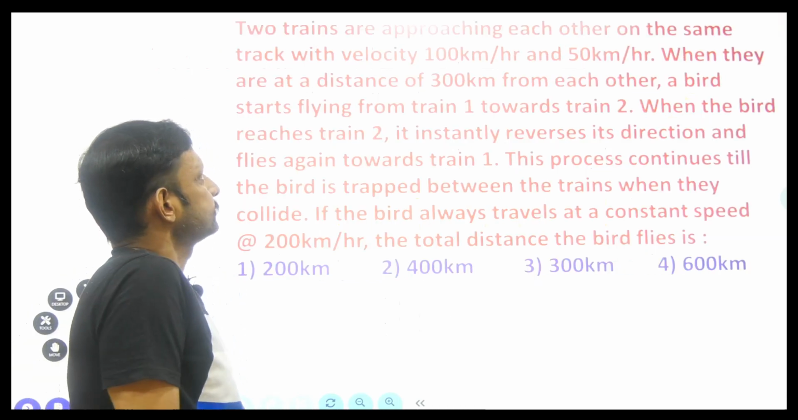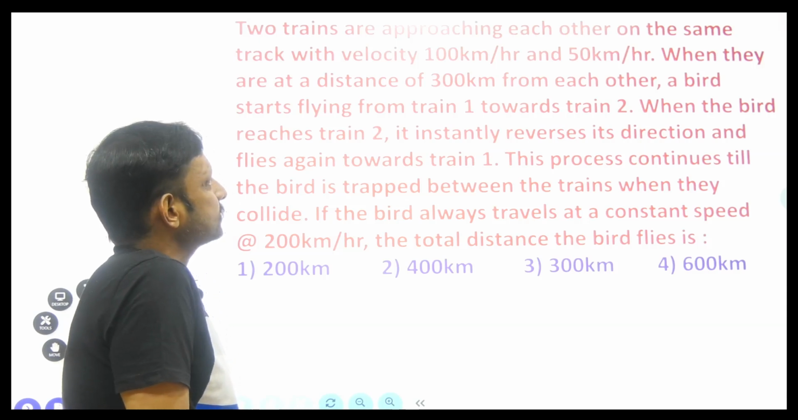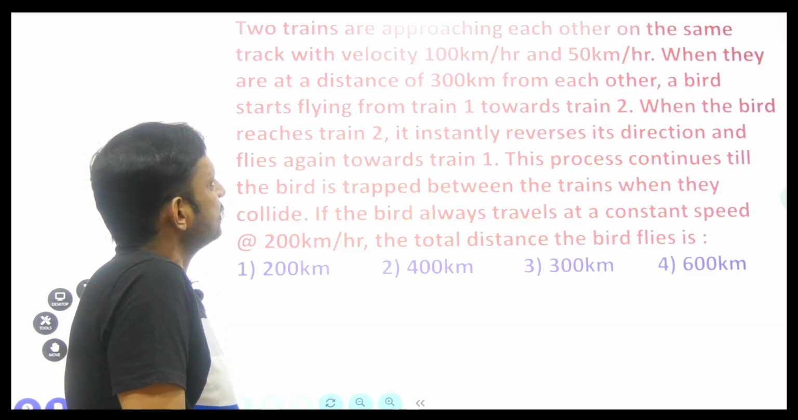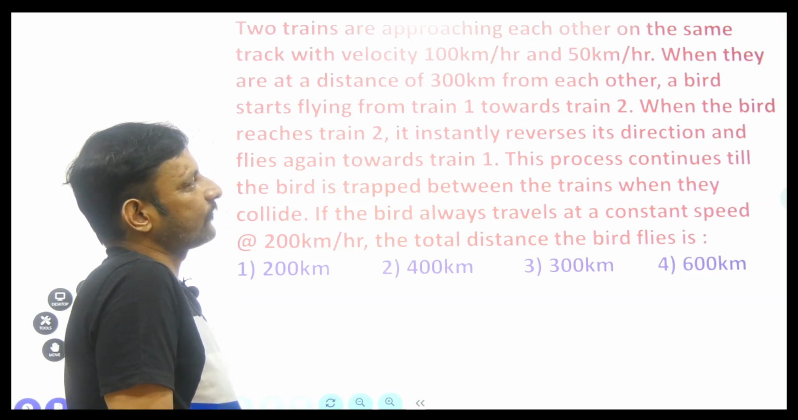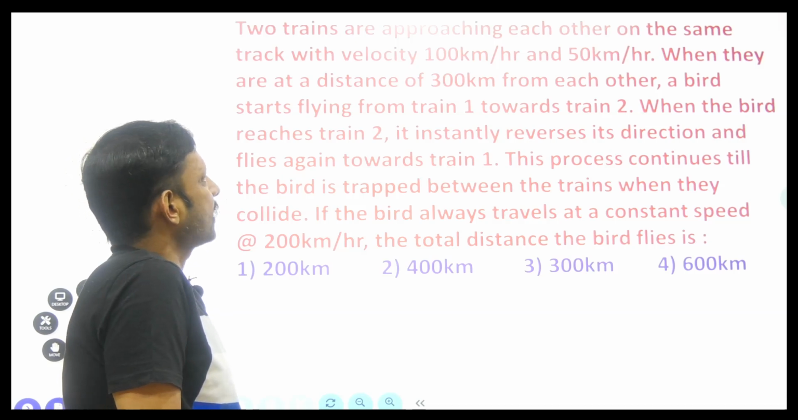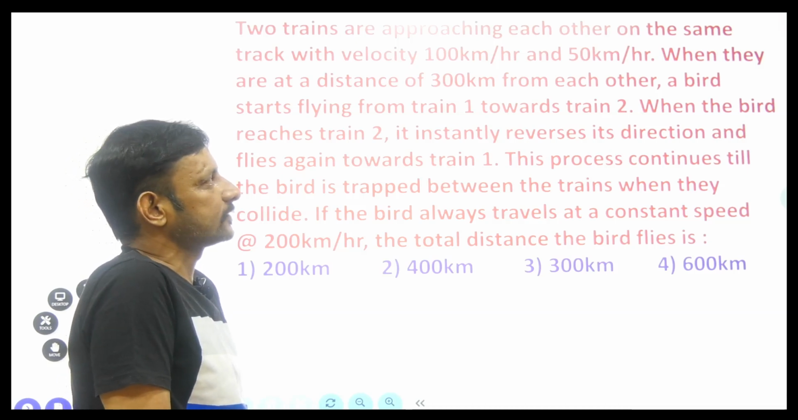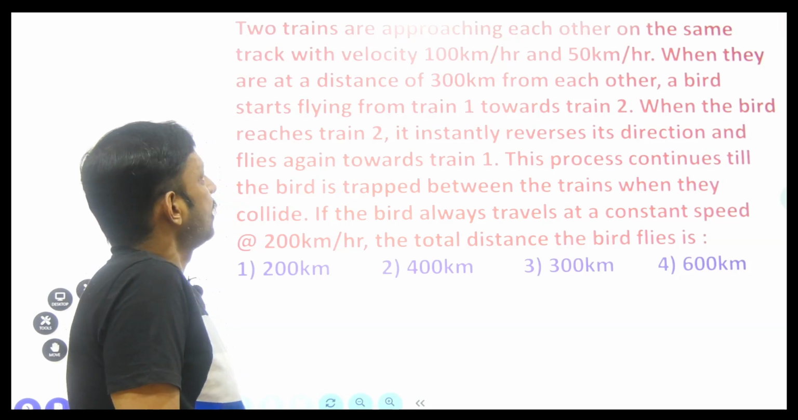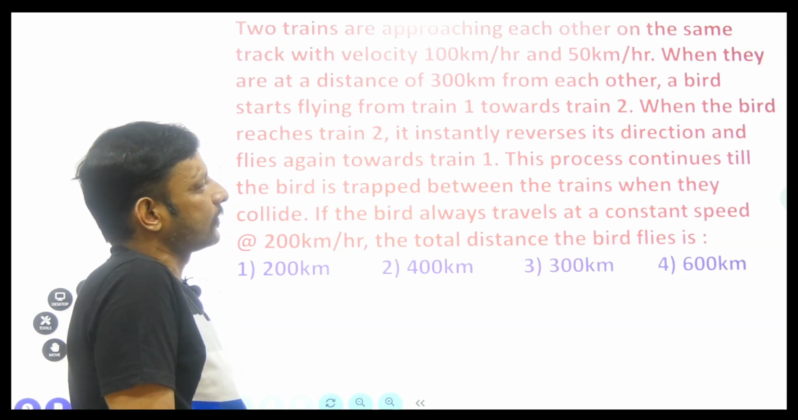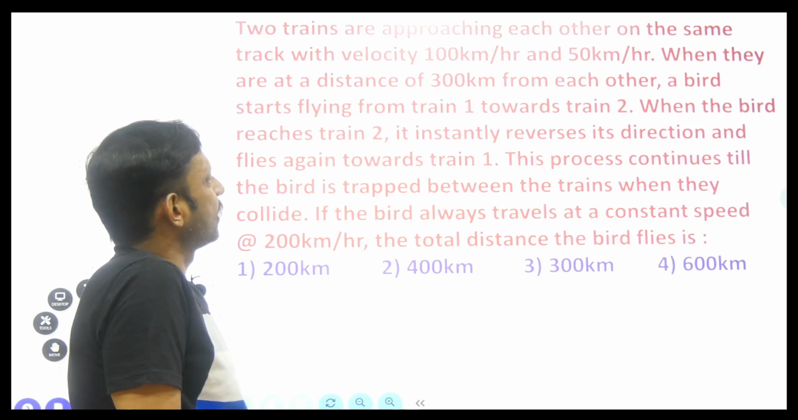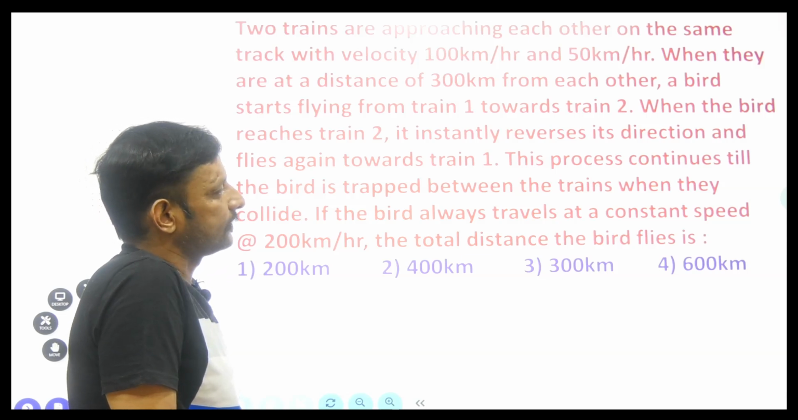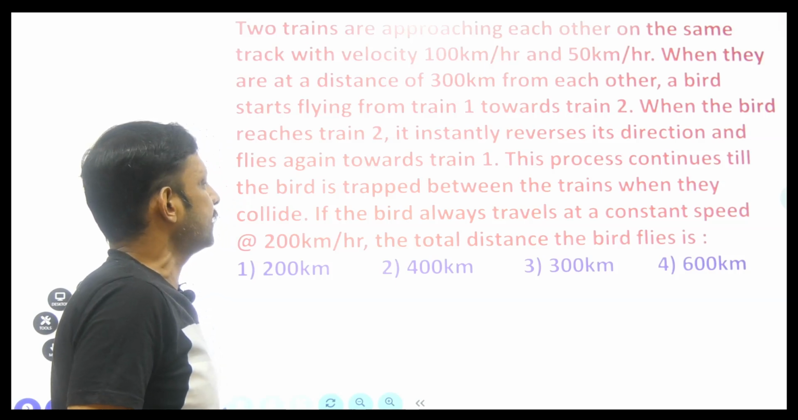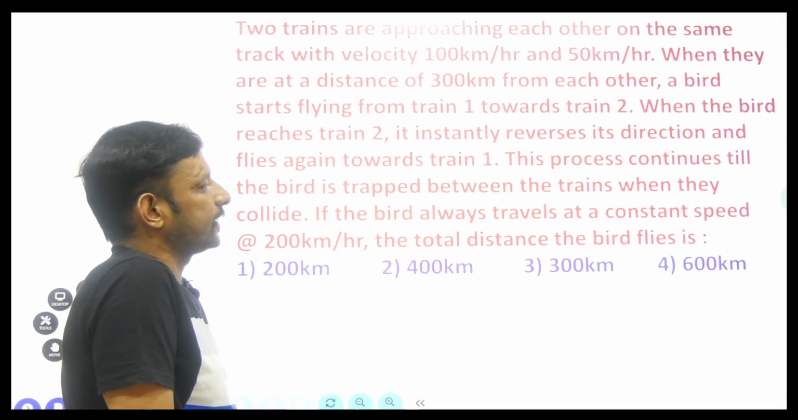The first one is: two trains are approaching each other on the same track with velocity 100 km per hour and 50 km per hour. When they are at a distance of 300 km from each other, a bird starts flying from train 1 towards train 2. When the bird reaches train 2, it instantly reverses its direction and flies again towards train 1. This process continues till the bird is trapped between the trains.